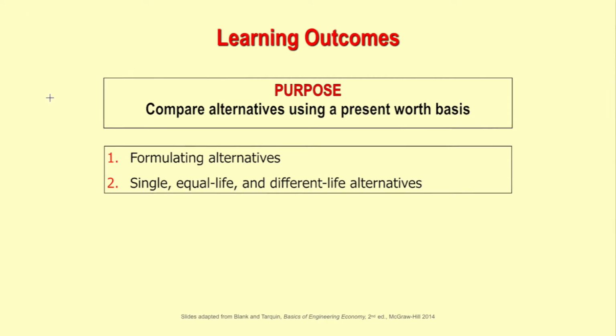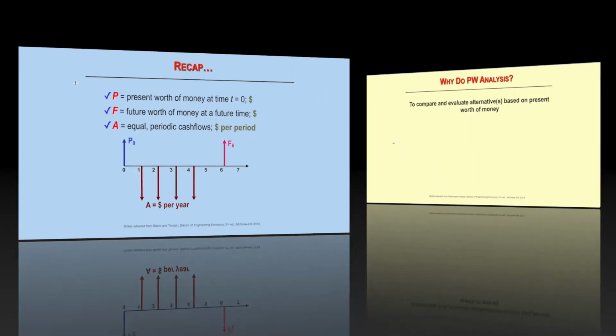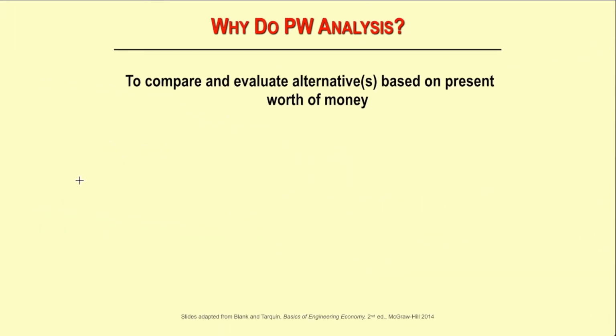So let's begin. Here's a brief recap on the common terms and symbols that are used in our cash flow diagrams. P stands for present worth or present value of money at time t equals 0. F is the future worth or future value of money at a future time. And A, which stands for annuity, is a series of equal and periodic cash flows, and the unit is currency per period.